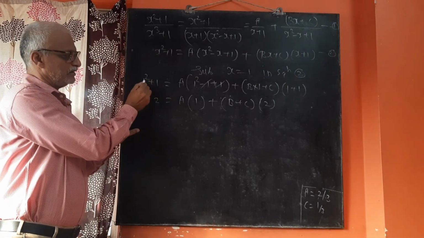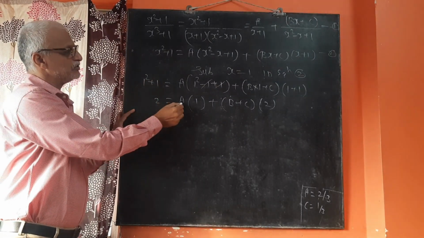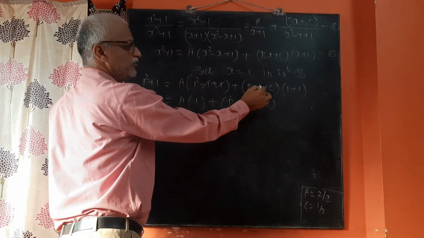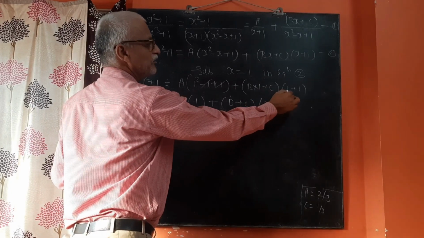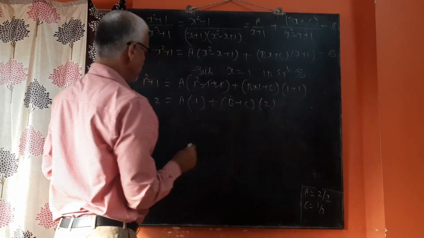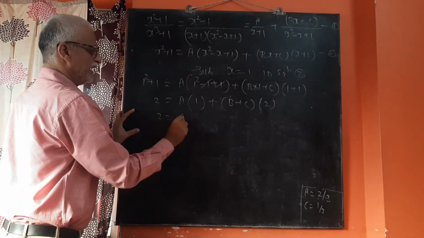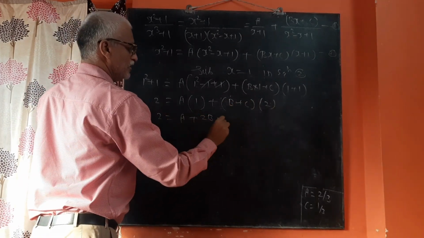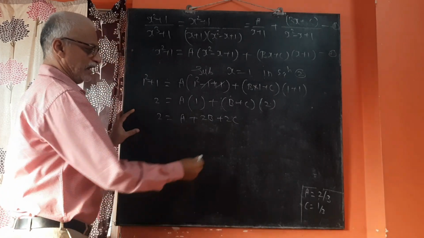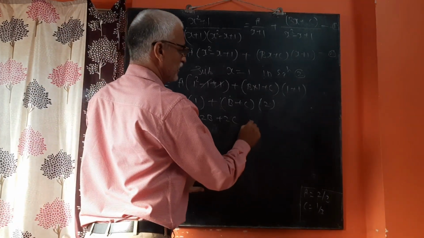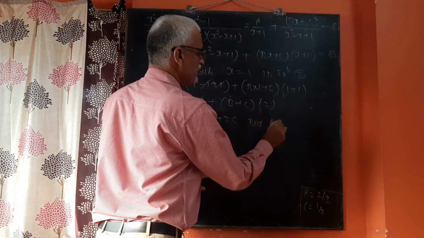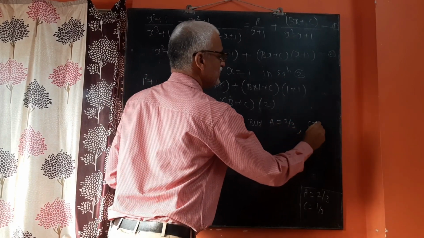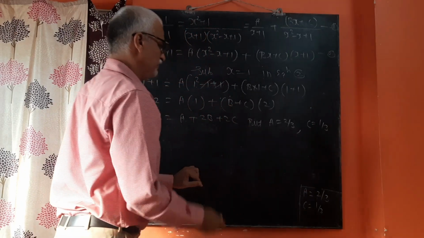1 square is 1 plus 1, that is 2, equals a into minus 1 plus 1 gets cancelled, that means 1, b into 1, that is b, plus c into 1 plus 1, that is 2. So we get 2 equals a plus 2b plus 2c. But a equals 2 by 3 and c equals 1 by 3.